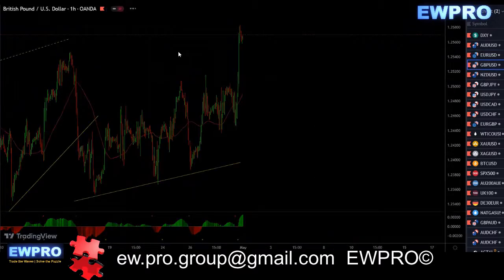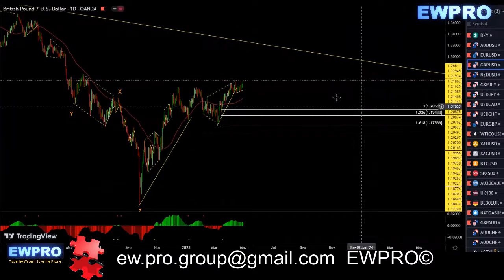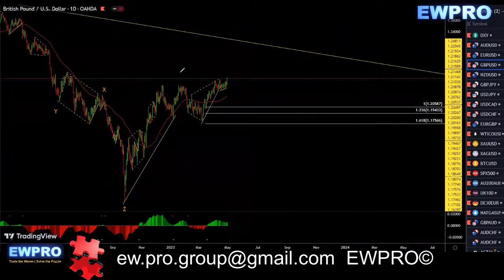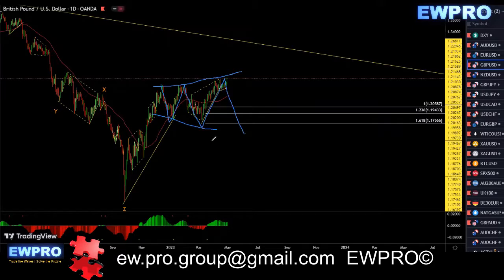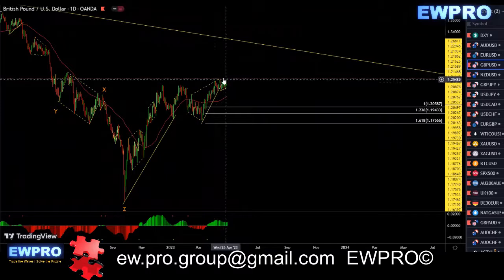On GU on the daily, this one's becoming more complex. I was looking at that possible triangle in here. It still is possible. We get that A, B, C, D, E as an expanding triangle, and then we get that A, B, C. It's not really finished in here.